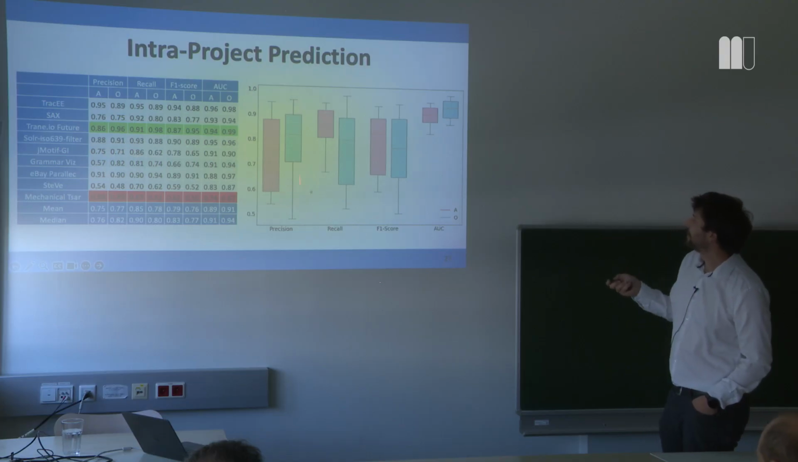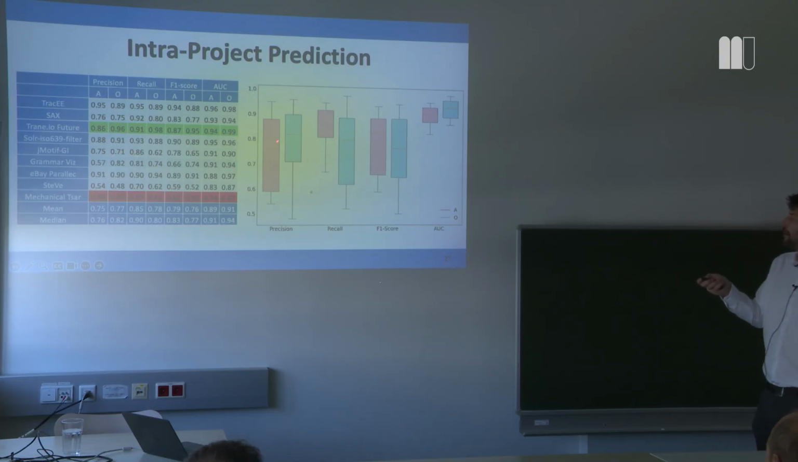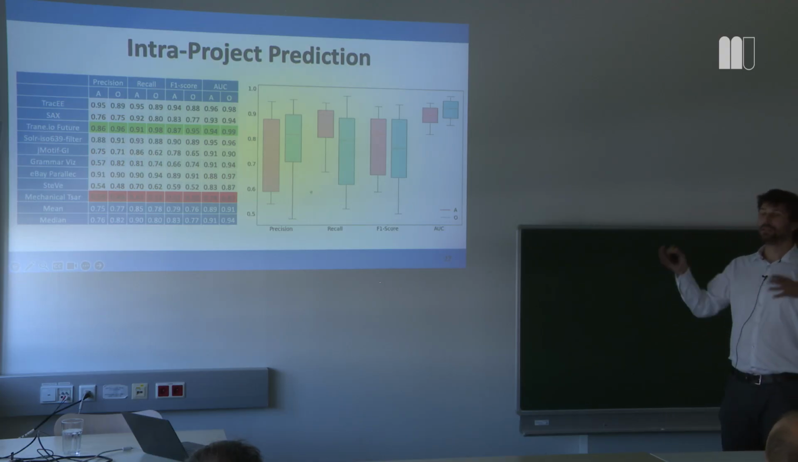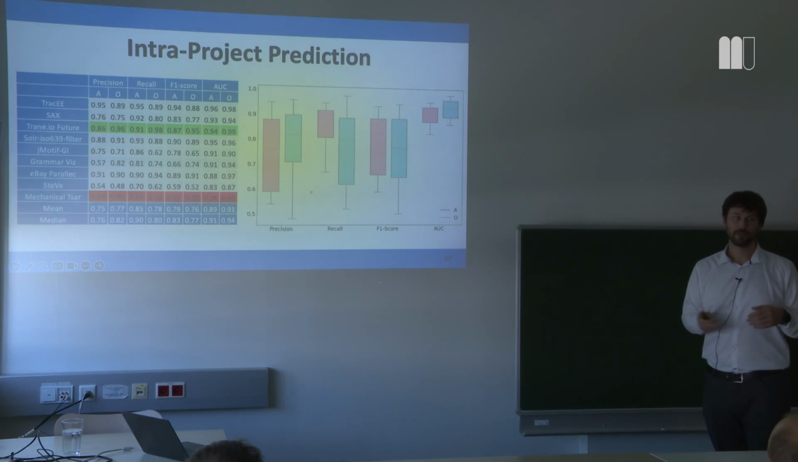So we are on the right box. For precision, we are a little bit better on median. For recall, we're a little bit worse. For F-score, we're also a little bit worse. And for AUC, we are again better. We did not measure the Matthews correlation coefficient so far, which would be a better metric, because the colleagues didn't measure that, so it would be hard to compare anyway.